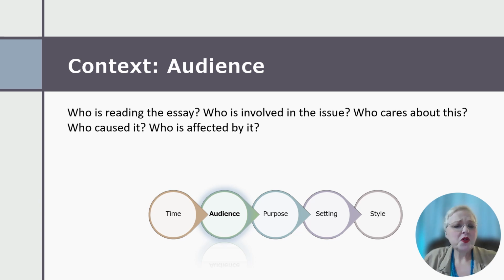So think about who is reading the essay, who is involved in the issue, who cares about it, who caused it, who is affected by it. These are all important contexts that an audience can help you discover.